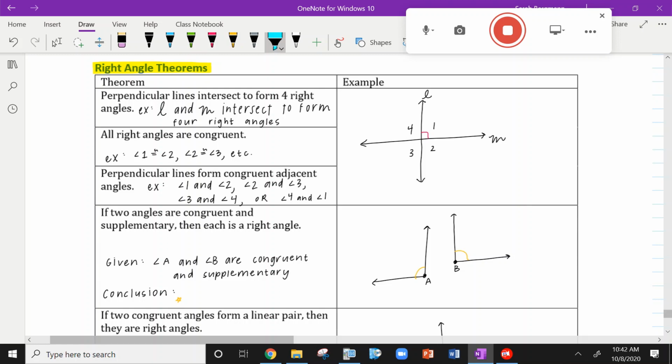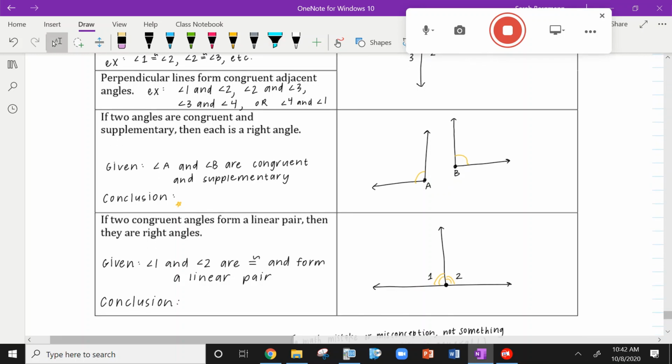Next, if 2 angles are congruent and supplementary, then each is a right angle. So for example, if you were given that angle A and angle B are congruent and supplementary, hence they have measures that add up to 180, what could you conclude? I want you to fill this conclusion in here.